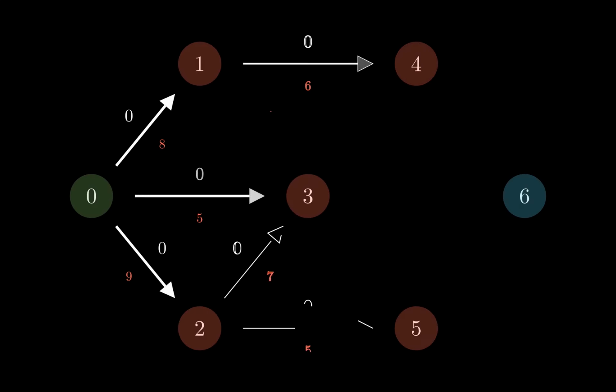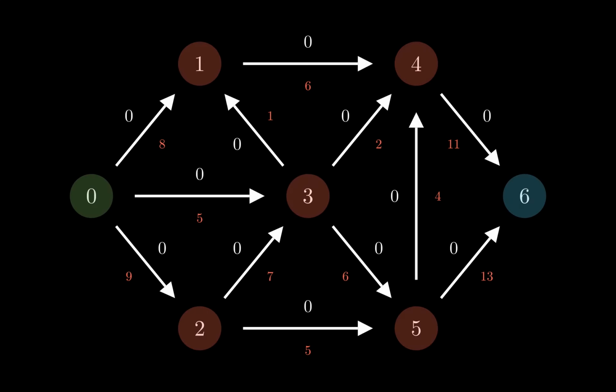Let's go back to the network we had before and take that as an example. This network has 7 vertices, with 0 being the starting vertex and 6 the terminal vertex. This time, let's have red edge labels represent the capacities of each edge, and white edge labels represent the actual flow going through the edge. Say we wanted to find the maximum flow through this network.